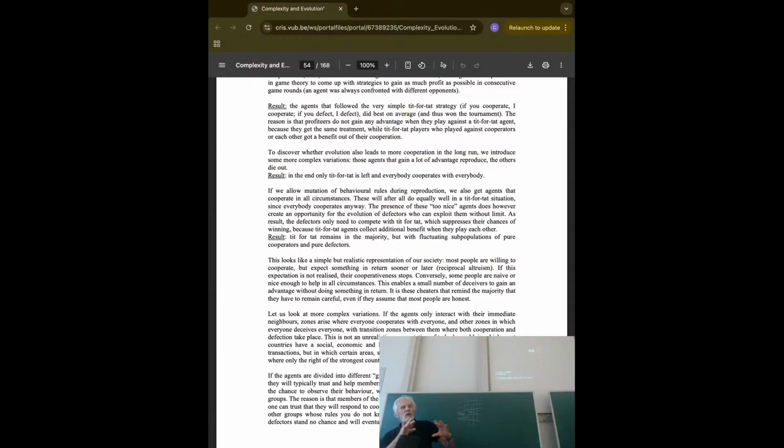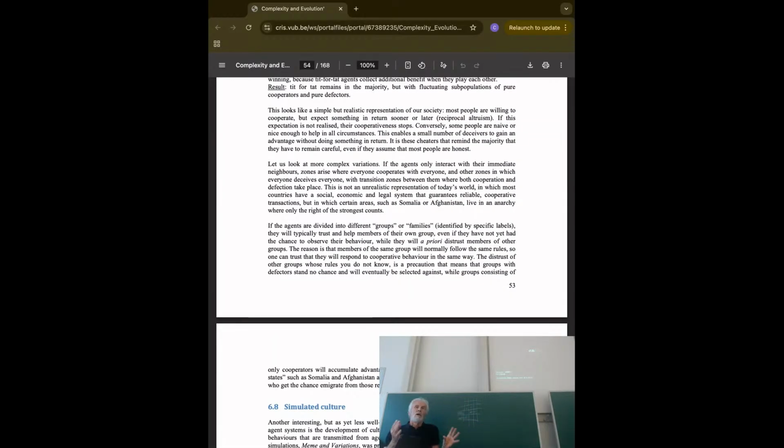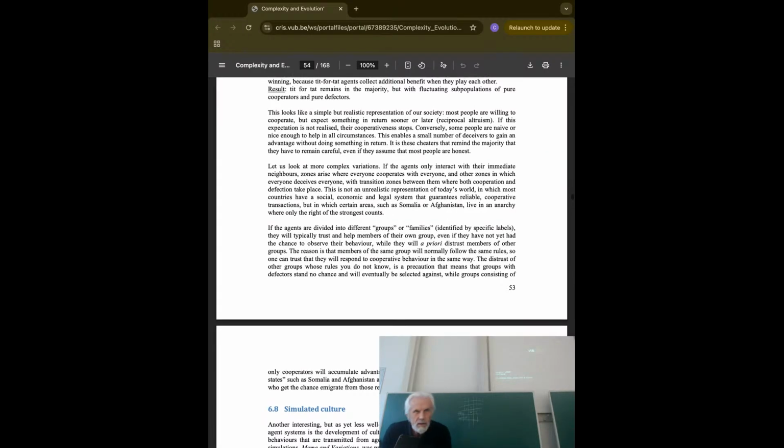So that means that now you get a kind of a population where most of the agents are playing tit for tat. Some of the agents are being always cooperative. Some of the agents are always cheating. Now, if you think about that, that sounds a little bit like society the way we know it.